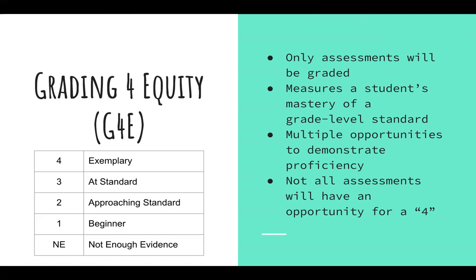Our goal here is for students to be at standard, at a 3. By the end of the unit, they will have an opportunity to show for a 4. So maybe on the first quiz of the unit, the highest they could get is that 3, but by the end of the unit, each standard will have an opportunity for students to demonstrate a 4 level understanding.